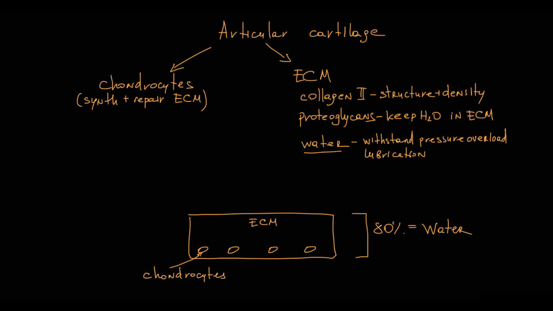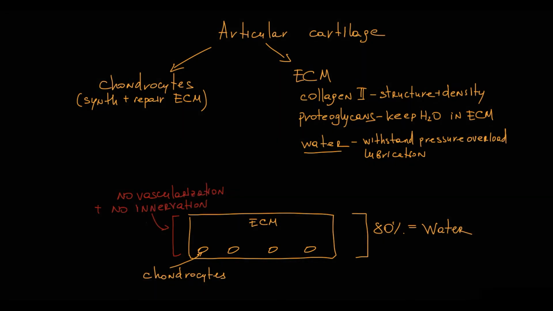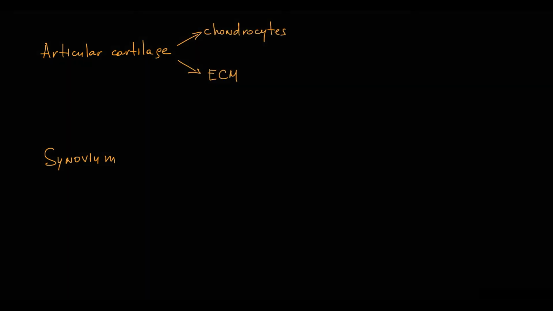Also, a very important fact is that articular cartilage has no vascularization and no innervation. So without blood supply and without innervation, chondrocytes have very low metabolic rate. And because of that, articular cartilage has very limited regenerative capacity. So basically, articular cartilage is chondrocytes and extracellular matrix.